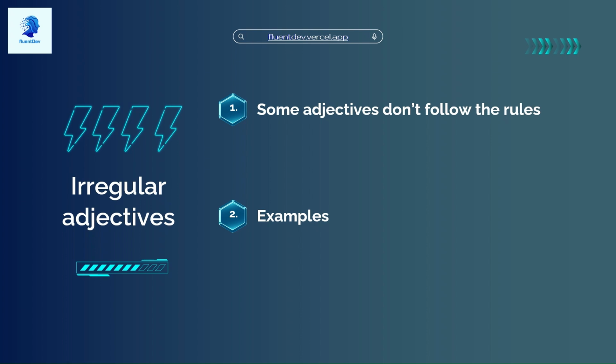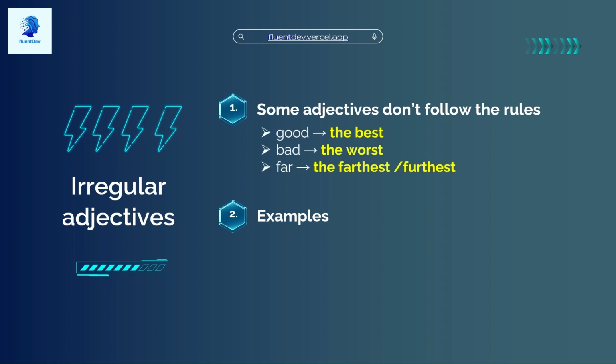We know that for comparatives, it's good, better, bad, worse, far, farther, further. But for superlative irregulars, remember we need to add a different form. So let's take a look at them. So good becomes the best, bad becomes the worst, and far becomes the farthest or furthest.